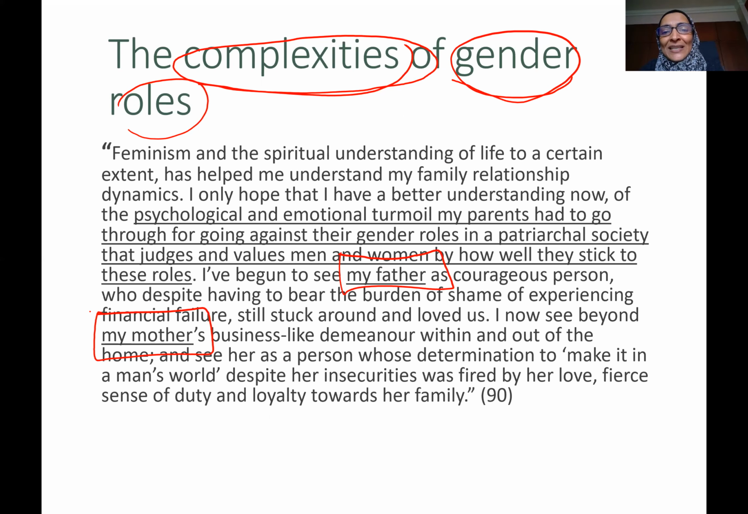Feminism and the spiritual understanding of life to a certain extent has helped me to understand my family relationship dynamics. I only hope that I have a better understanding now of the psychological and emotional turmoil my parents had to go through for going against their gender roles.